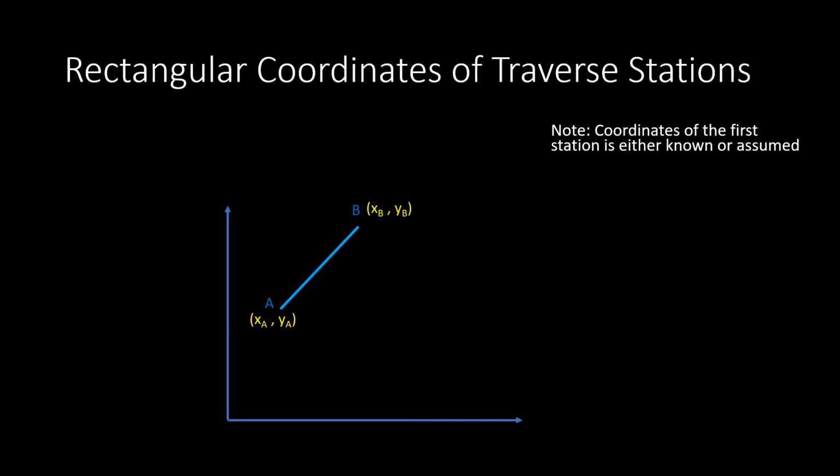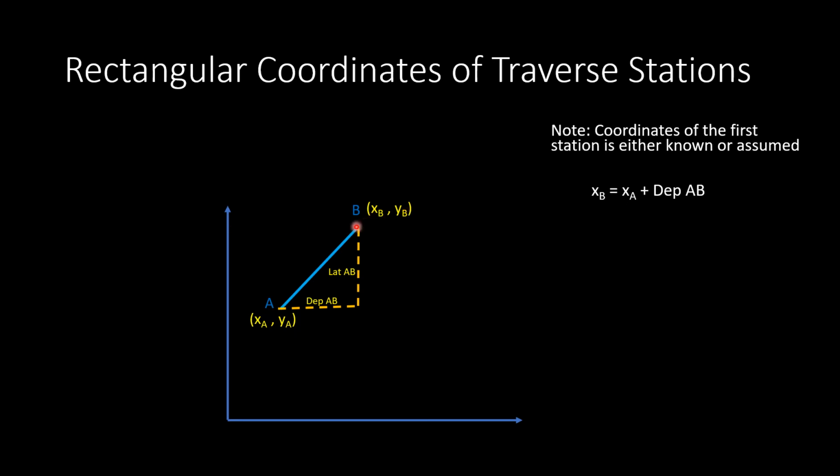We determine the coordinates of the station point B and we denote the coordinates as x sub B and y sub B. Notice that the horizontal component of the course AB is equal to its departure and its vertical component is equal to its latitude. So clearly, to find the x coordinate of point B is to simply add to the x coordinate of A the departure of AB. This being the x coordinate of A and this distance is the departure of AB. So x sub B is equal to the sum.